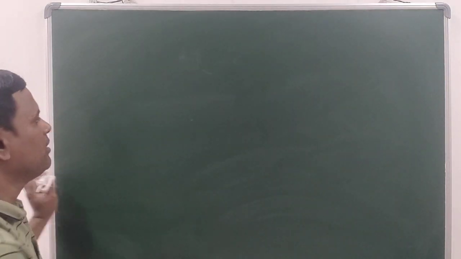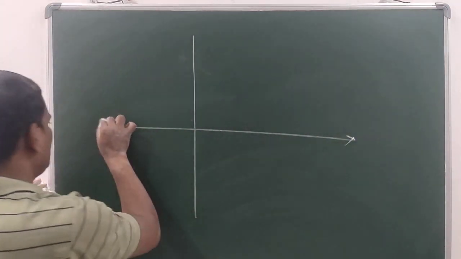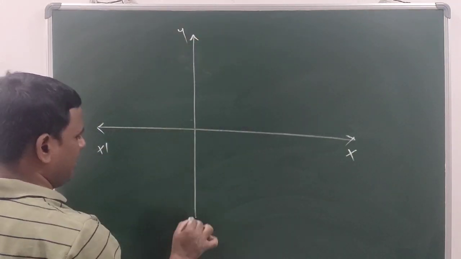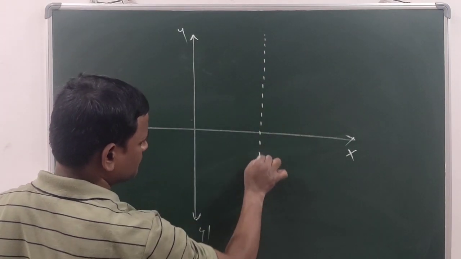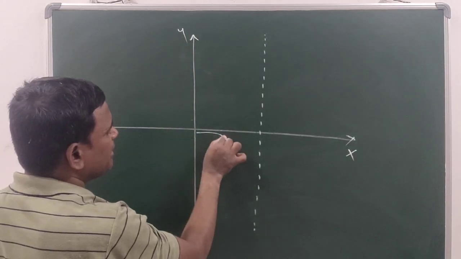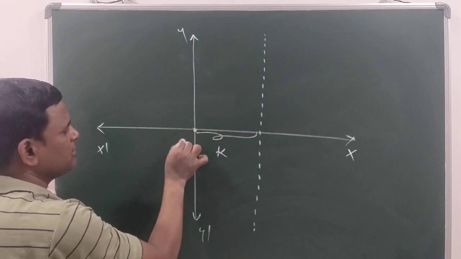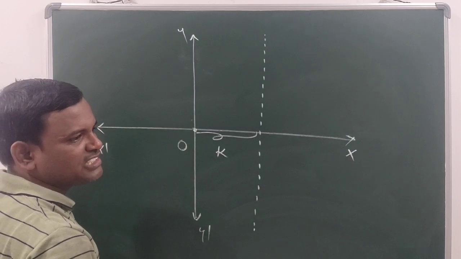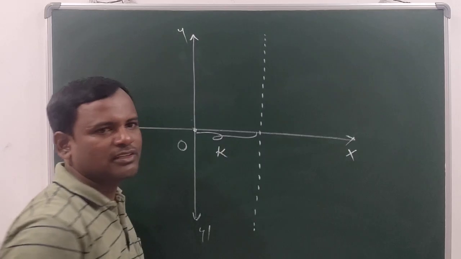See, x dash and y dash. See, this is the line. Now it is moving parallel to the y-axis and k units away from the y-axis. Okay, this is the origin. So how far is this line from the origin? K units. Okay, now determine this line equation.